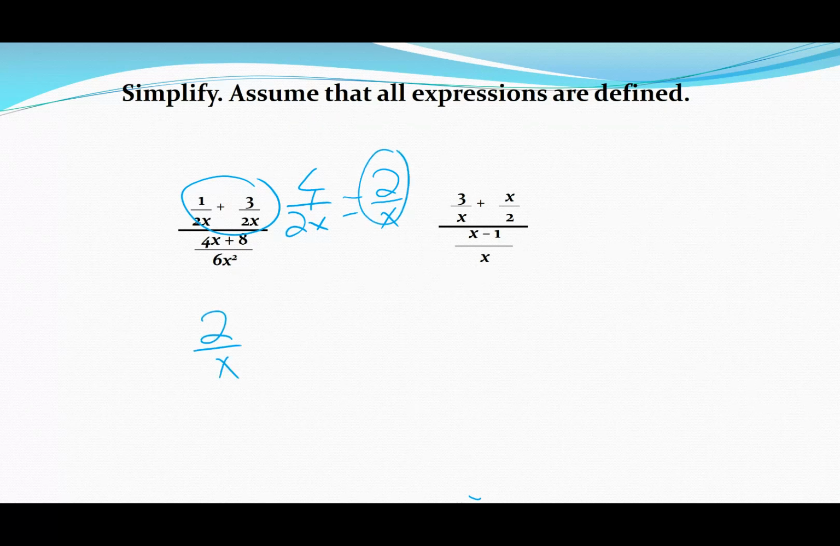That's the part I keep. I'm going to change the bottom part. I'm going to change it to multiplying, and then flip the bottom part. So 6x squared over 4x plus 8.